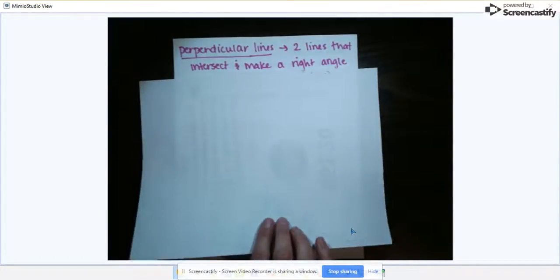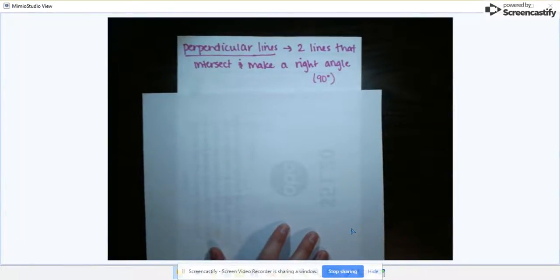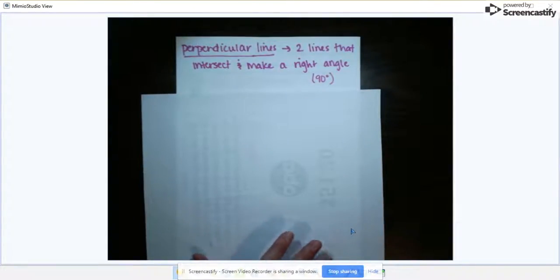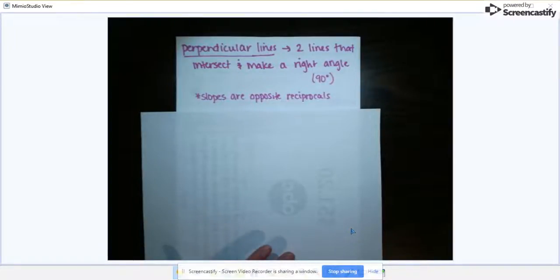Okay, when we talk about parallel lines, we also frequently talk about perpendicular lines. And to be perpendicular, that means that your two lines cross at a right angle, or a 90-degree angle. Earlier with parallel lines, we said our slopes were equivalent. In order to be perpendicular, your slopes have to be opposite reciprocals. So we're going to look at what that means.